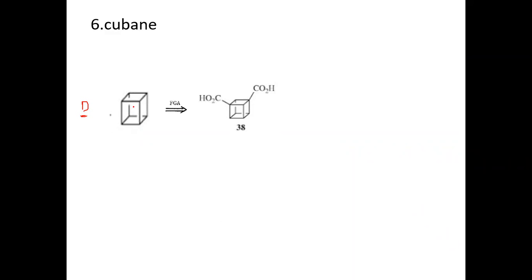The first step here, while disconnecting, we are adding here. That is why it is an FGA. FGA means functional group addition. We are adding two acids at opposite places, here and here. Next, again, one more functional group addition. Next, addition of bromine atoms to the opposite side.